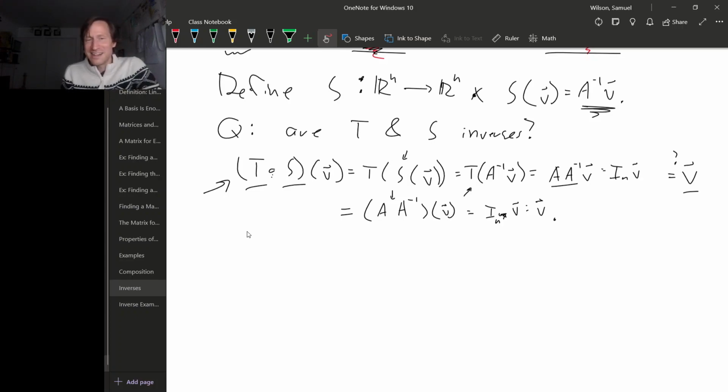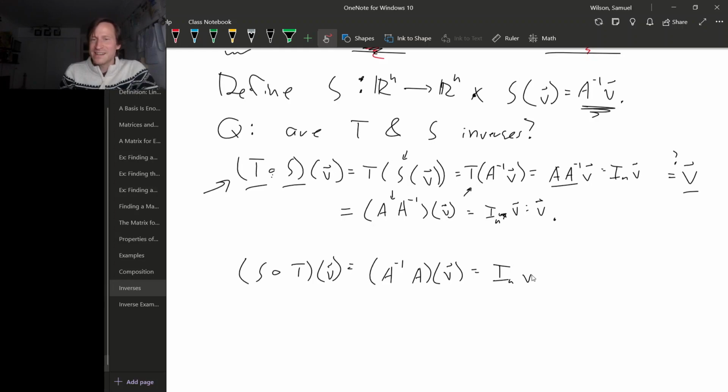Okay. Well, actually, we aren't quite done, because to have a genuine inverse function, this isn't the only thing that has to be equal to the identity. The other composition has to be equal to the identity as well. But showing that this is v is basically exactly the same, right? The matrix for S composed with T is the matrix for S, which is A inverse, times the matrix for T, which is A. But those together just give you the identity matrix of size n, and so we just get v. And so that composition also just gives us v back.